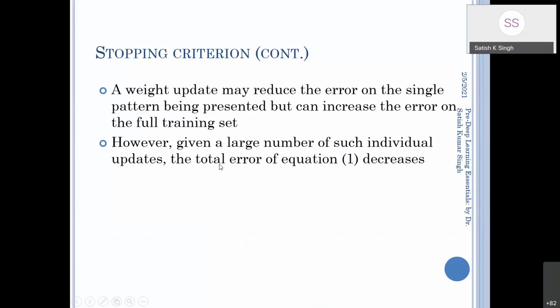However, given a large number of such individual updates, the total error of equation 1 decreases. It means if you update every time, depending upon the data presentation, then there may be a more oscillatory nature. Sometimes you have to increase, sometimes decrease, again increase, decrease. This kind of oscillation is possible. But if you do it in the average sense, then certainly it decreases. So that's why you accumulate the error and then optimize.